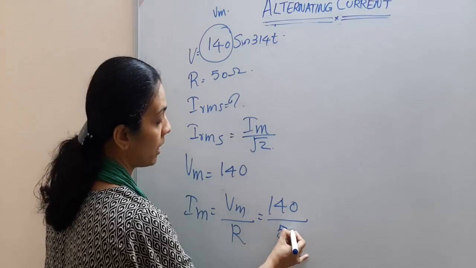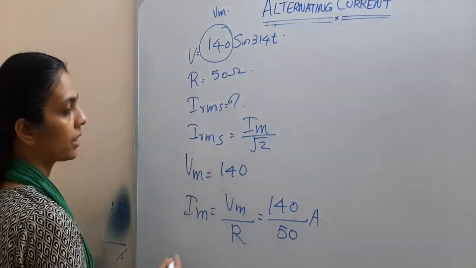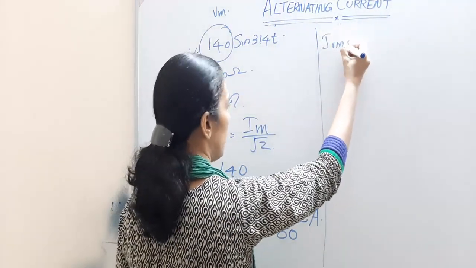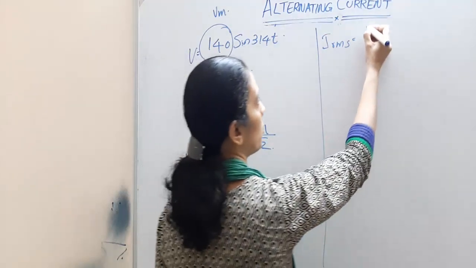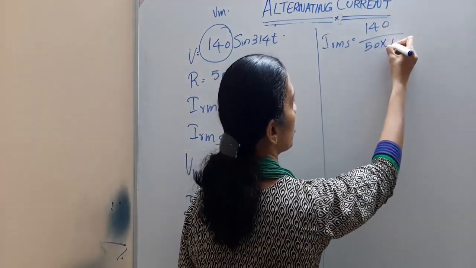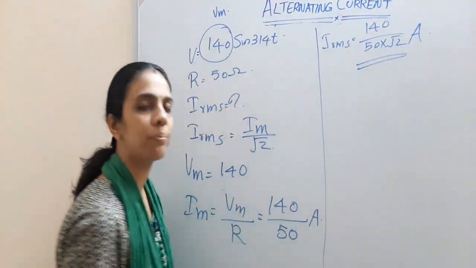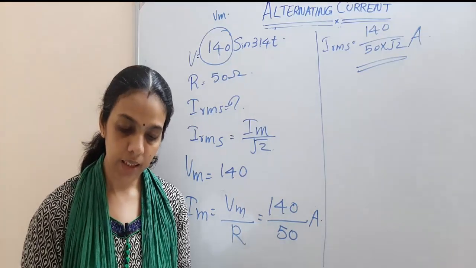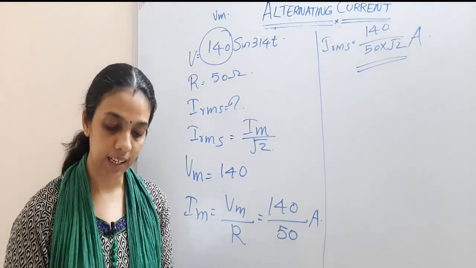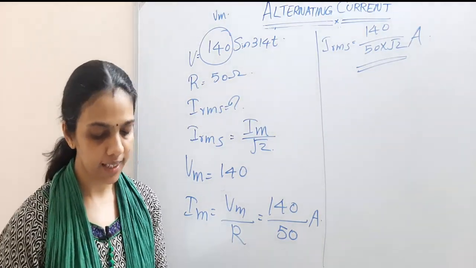140 divided by 50 ampere. Clear? Then how can we find the IRMS? IRMS will be equal to Im divided by root 2, that is 140 divided by 50 into root 2. While you are solving this, you will get the final answer. Clear? Find the maximum value of current when an inductance of 2 Henry is connected to a 150 volt 50 cycle supply.